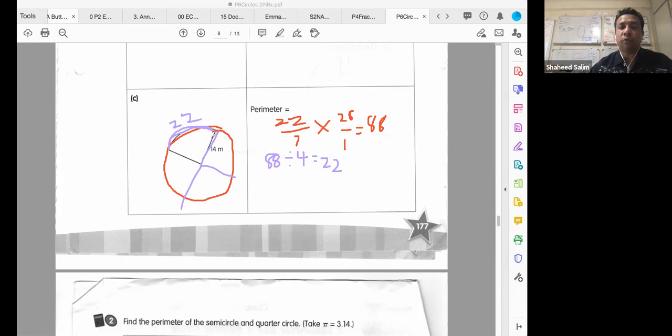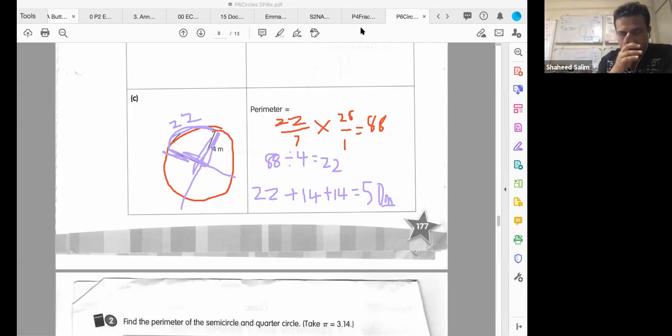Then you must plus 14. You must plus another 14. So 22 plus 14 plus another 14, and you will get 50. 50 meters down here. Be careful of the units. 50 meters. Ilhan, okay? Or still confused? Okay, good.